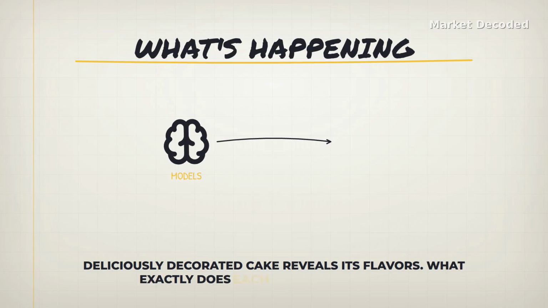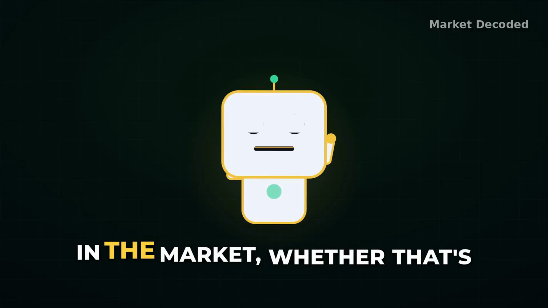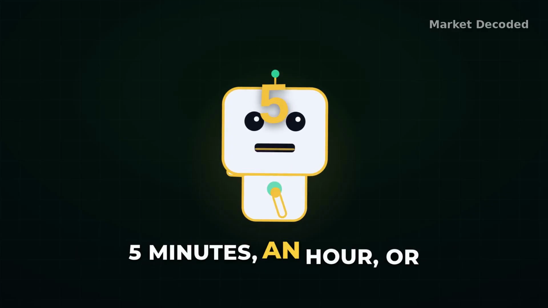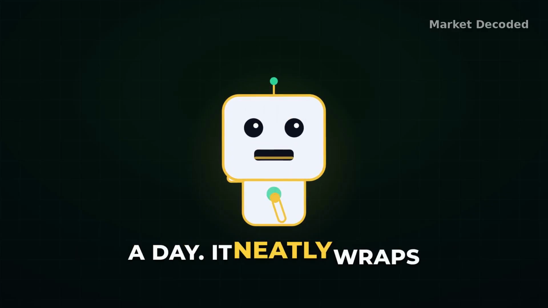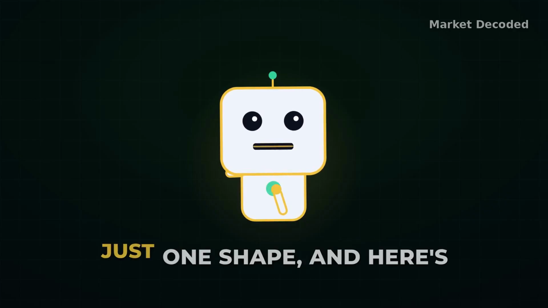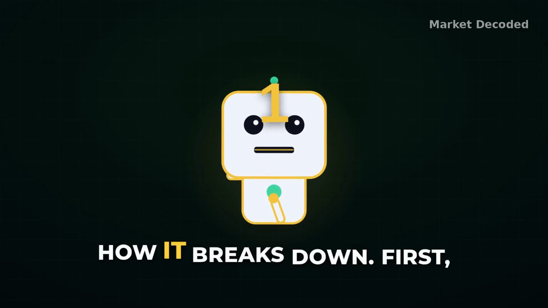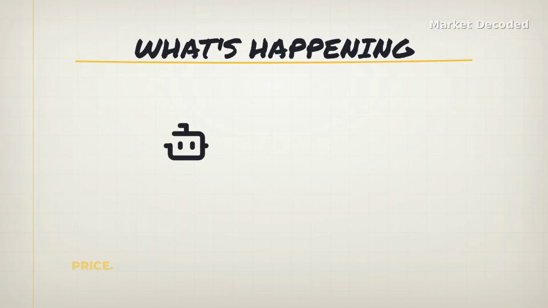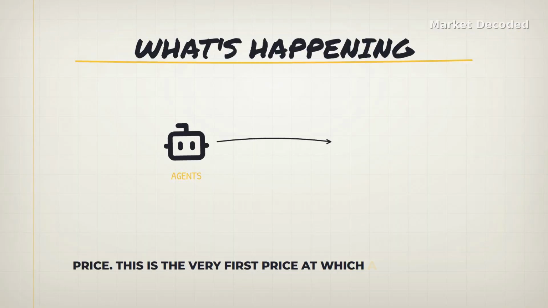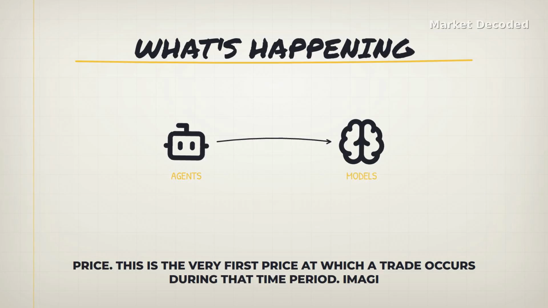What exactly does each candlestick tell us? Think of a candlestick as a mini report card for a specific time period in the market, whether that's 5 minutes, an hour, or a day. It neatly wraps up the price action into just one shape, and here's how it breaks down. First, there's the open price. This is the very first price at which a trade occurs during that time period. Imagine you're at a bakery, and the first customer of the day buys a loaf of bread. That initial price is your open.